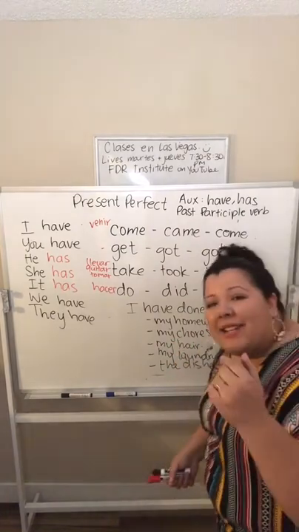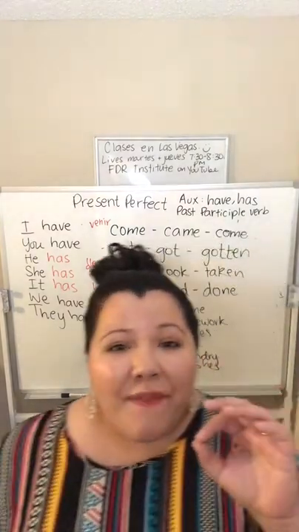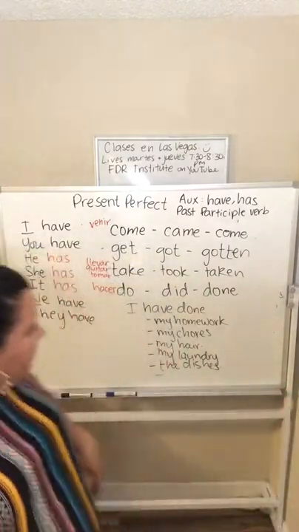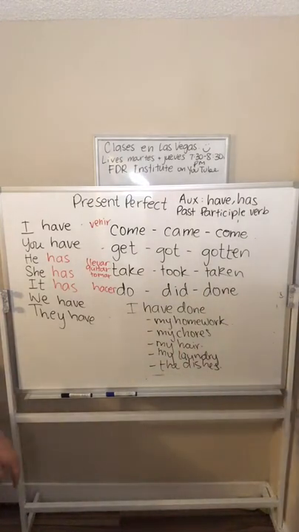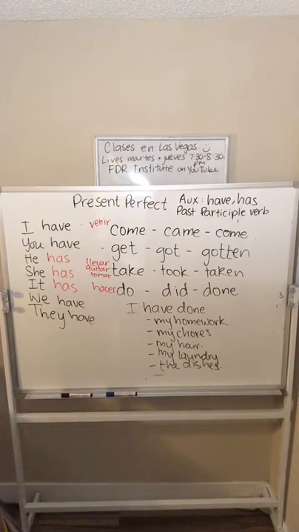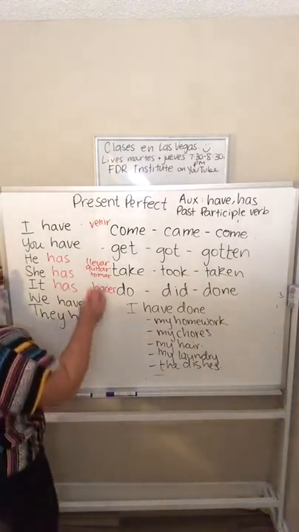All right, so I have, y un verbo pasado participio es he. Let's say he estudiado. I have studied. Guys, voy a borrar porque quiero hacer unas comparaciones aquí. Okay, 1, 2, 3.